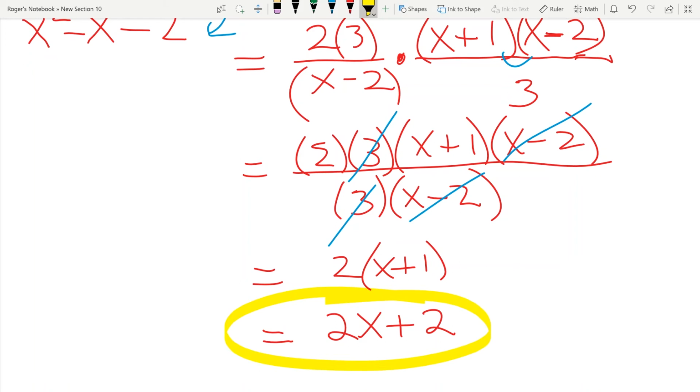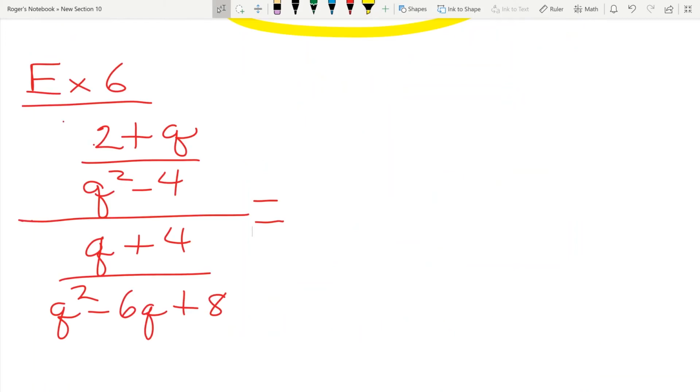Very cool. Fun problem. I hope that you enjoyed it as much as I did. That's a nice problem. Let's find another one. Ooh, here's an exciting one. Look at this. Now that's a complex fraction, isn't it? You have a fraction in the numerator and a fraction in the denominator.